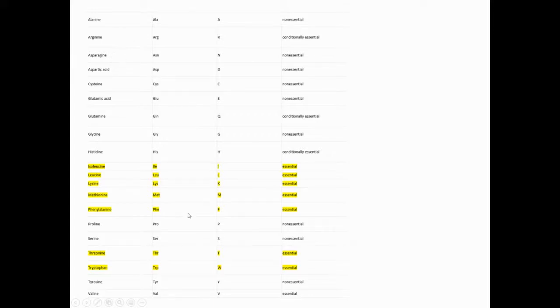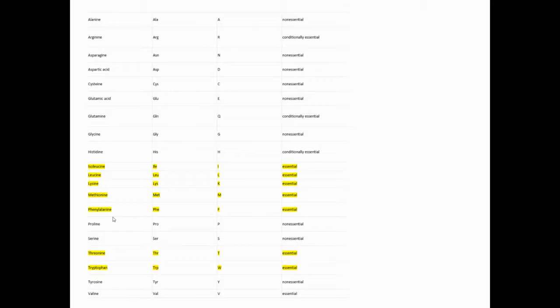From these 20 amino acids, you will see the highlighted ones. There are 8: 1, 2, 3, 4, 5, 6, 7, 8. They are isoleucine, leucine, lysine, methionine, phenylalanine, threonine, tryptophan, and valine. These 8 amino acids are the essential amino acids. So what does essential amino acid mean?